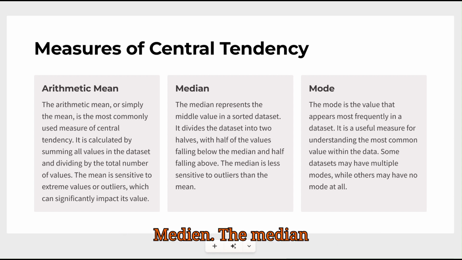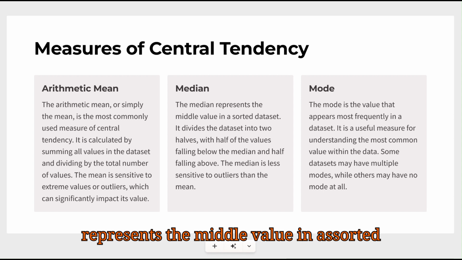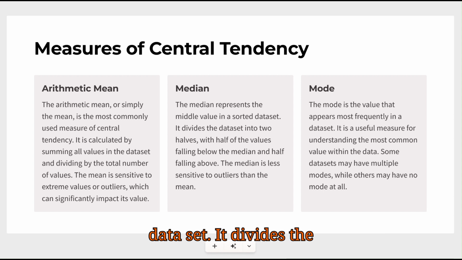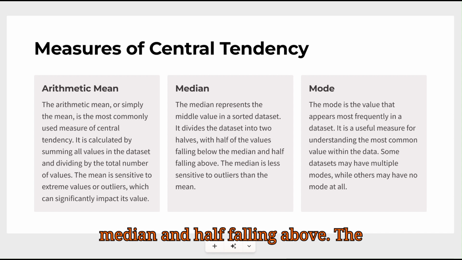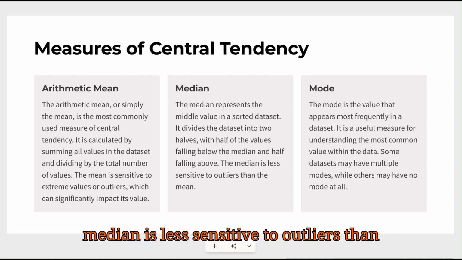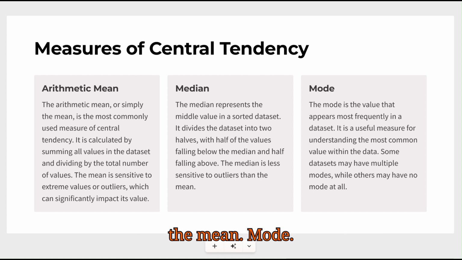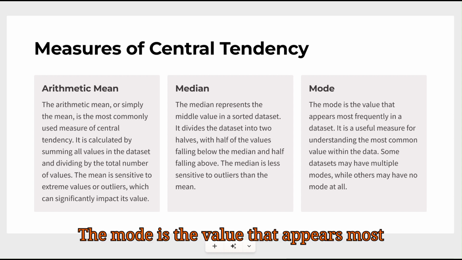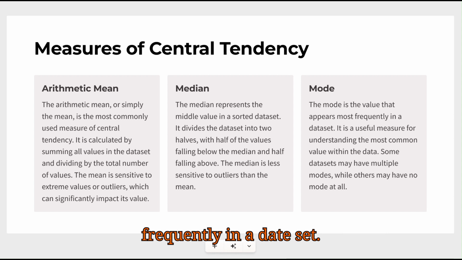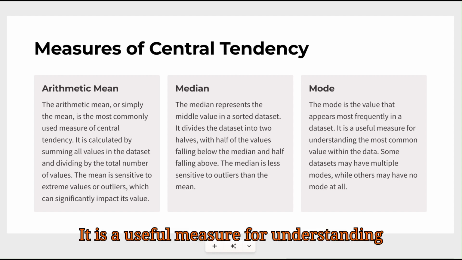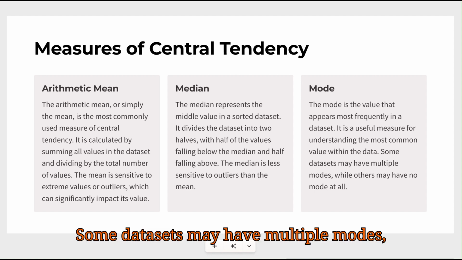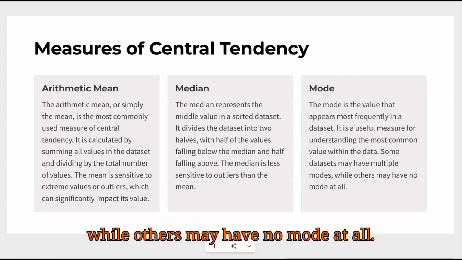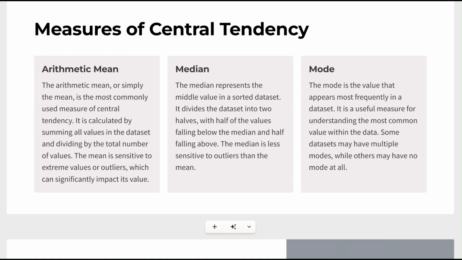Median. The median represents the middle value in a sorted dataset. It divides the dataset into two halves, with half of the values falling below the median and half falling above. The median is less sensitive to outliers than the mean. Mode. The mode is the value that appears most frequently in a dataset. It is a useful measure for understanding the most common value within the data. Some datasets may have multiple modes, while others may have no mode at all.